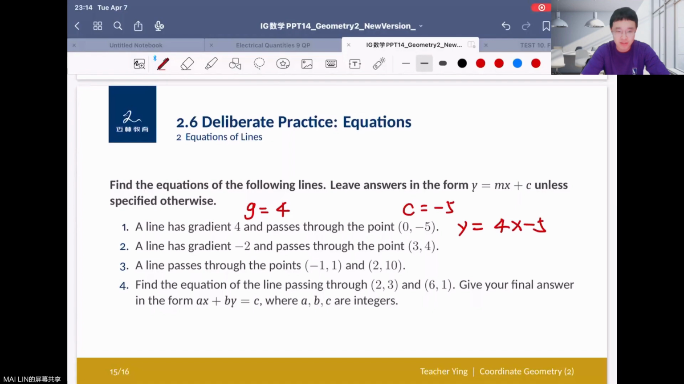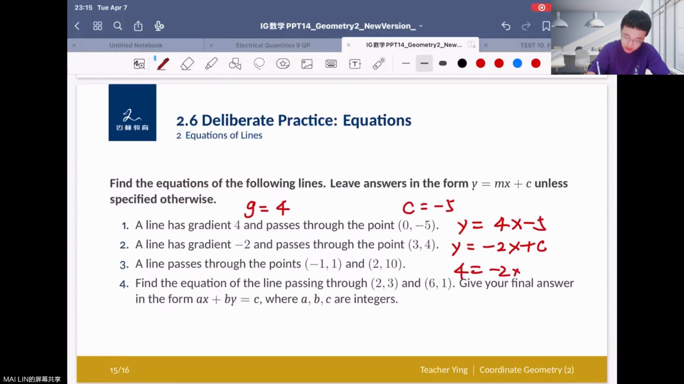And the second question is that a line has a gradient -2 and passes through the point (3, 4), right? So we can say here, first the gradient is -2, so it's y equals -2x plus c, right? And we can put (3, 4) into it. That is 4 equals -2 times 3 plus c, okay? And you can find the c value as c equals 6 plus 4 equals 10, okay? So here the equation is y equals minus 2x plus 10, okay?